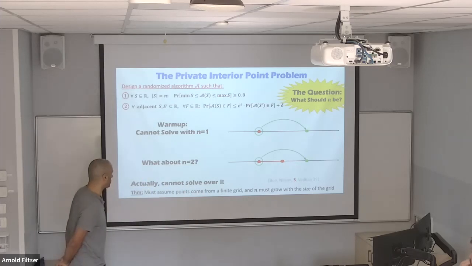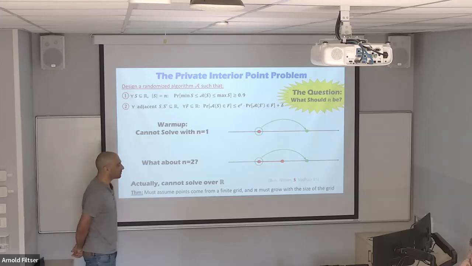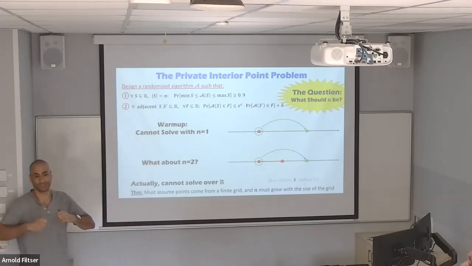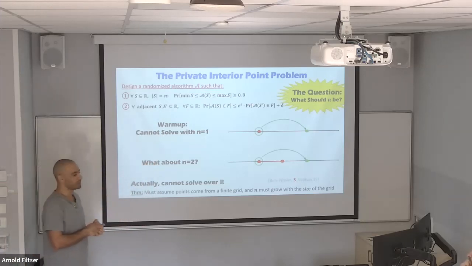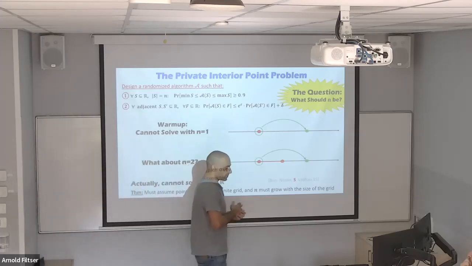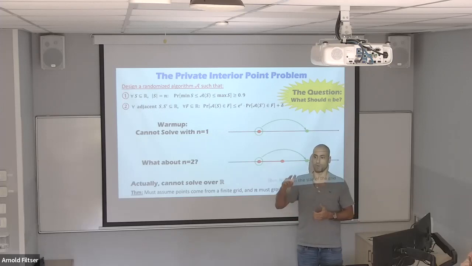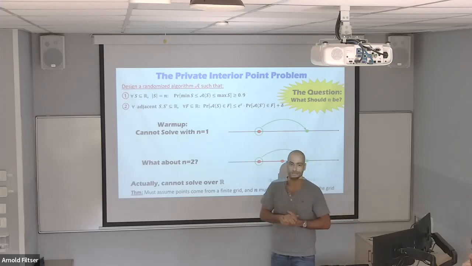Okay, so N equals 1 doesn't work, N equals 2 also doesn't work. And actually there is a lower bound that I plan on showing you partially today, saying that, as I stated it, this problem is unsolvable. You cannot solve this problem over the real line. You have to assume that your points come from some finite grid, and your sample complexity, your N, must grow with the size of this grid.